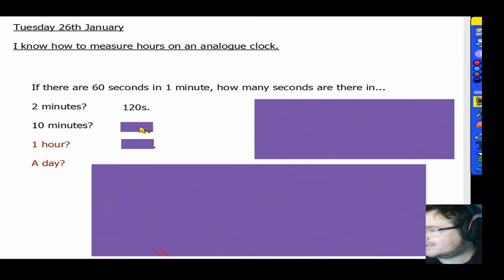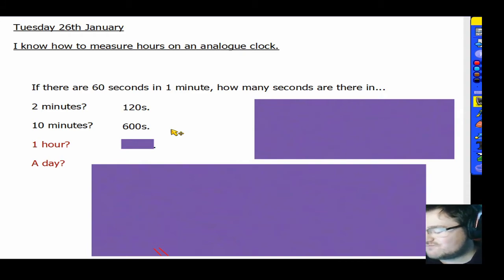10 minutes. So basically, we're doing 60 times 10. And whenever you times something by 10 in a column addition, you just move the digits up a place value. So the ones become the tens and the tens become the hundreds. I'll explain it in just a little moment. But you should have noticed that the 60 is now in the hundreds column. And don't forget your place value one at the end. 600 seconds in 10 minutes.